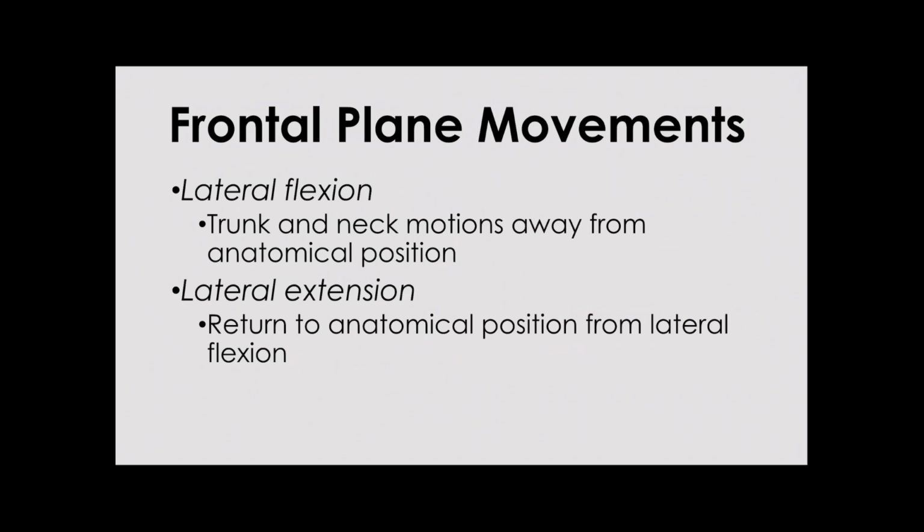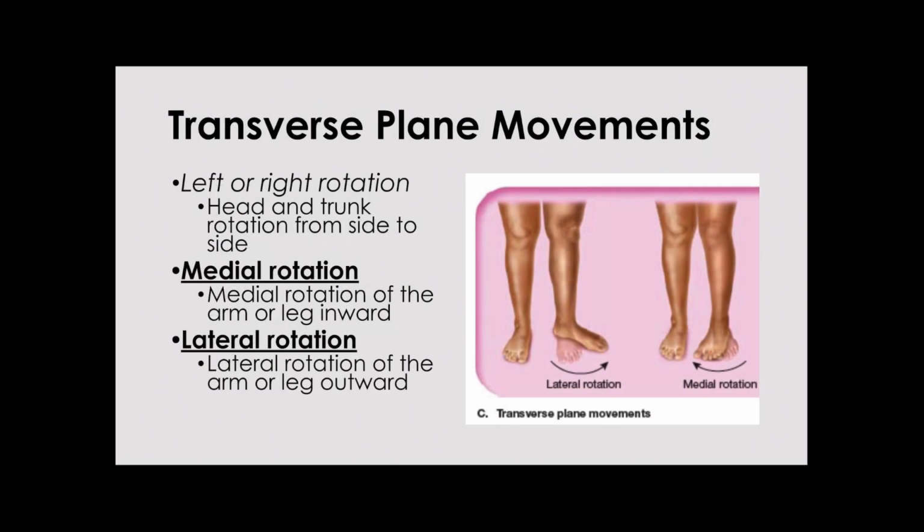You also have lateral extension and flexion. Lateral flexion is when you have your trunk and your neck moving away from the anatomical position. And then lateral extension is when you're returning back to the anatomical position. So you can see a pattern here that usually flexion is going away from the anatomical position, and extension is bringing it back.